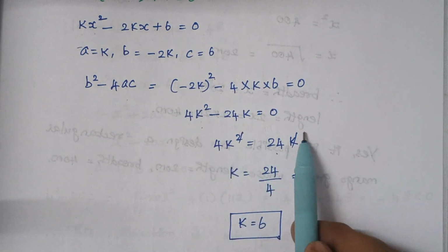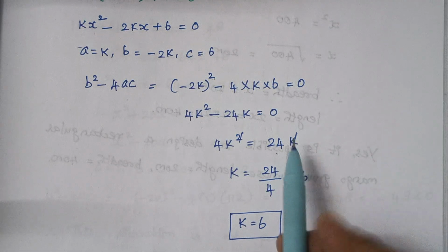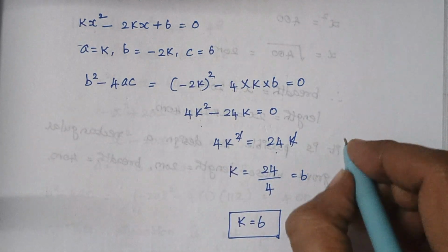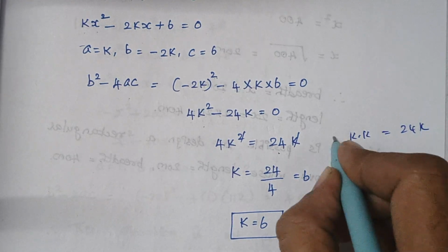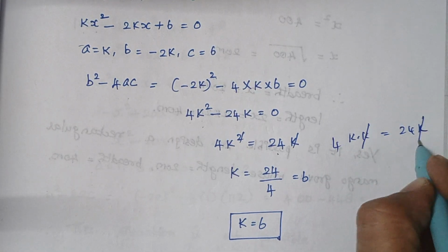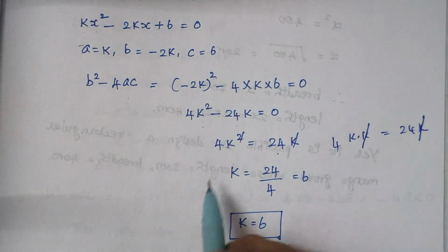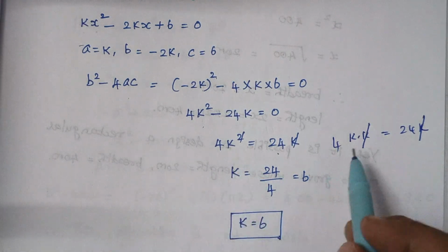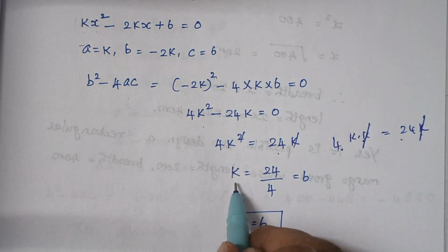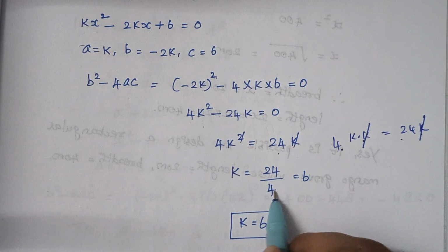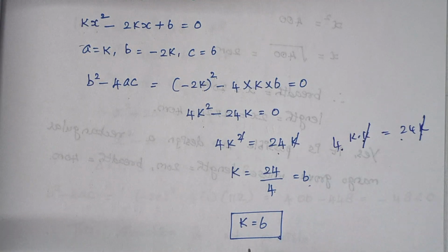Now, this k square and k get cancelled. That is, not the entire k square gets cancelled. You see, k square is k into k and here I have 24k. So this 1k and this 1k get cancelled and finally 1k remains. Therefore, 4k is equal to 24. What is the value of k then? k is nothing but 24 by 4, which is equal to 6. Therefore, here the value of k is 6.